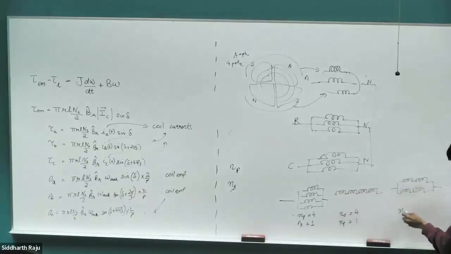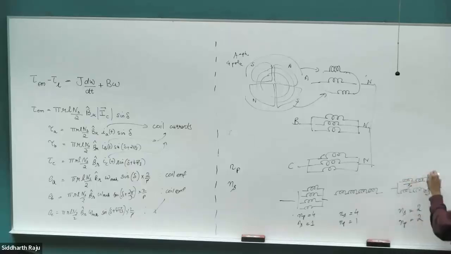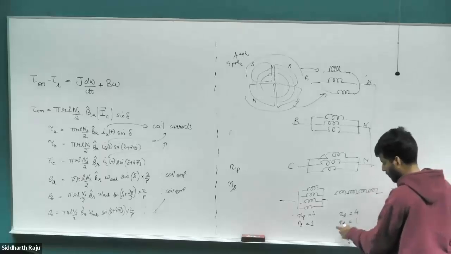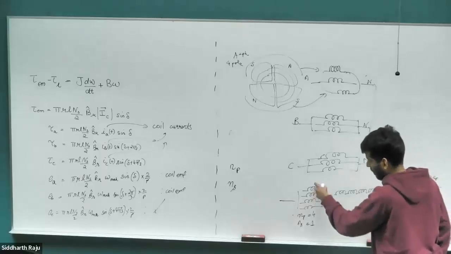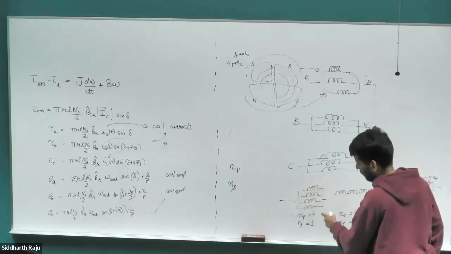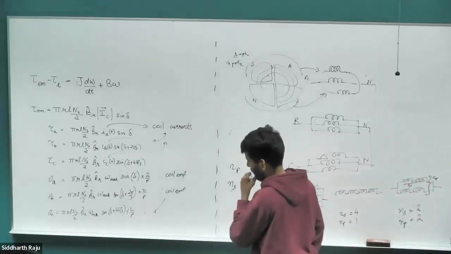In this case, the number of series pathways is 2, and the number of parallel pathways is 2 as well. This measures NP, this measures NS. So the number of coils in series and the number of coils that are in parallel. So here the number of coils in series is 4, and the number of coils in parallel is just one set. Here the number of coils in series in each pathway is 1, and the net number of parallel pathways is 4. Right? So these are the terms that we are going to be introducing.